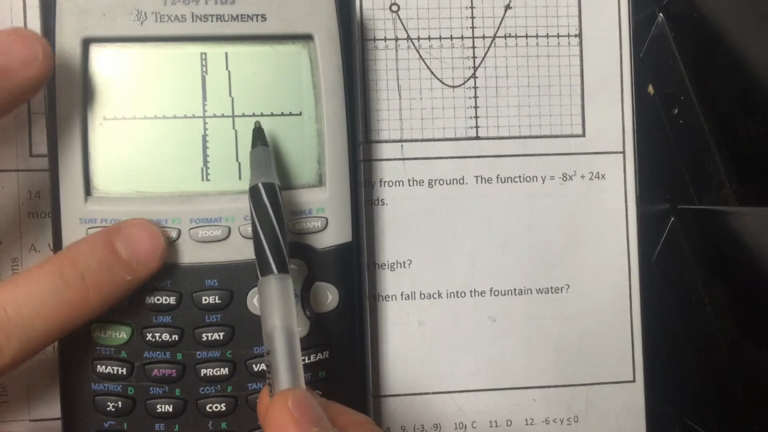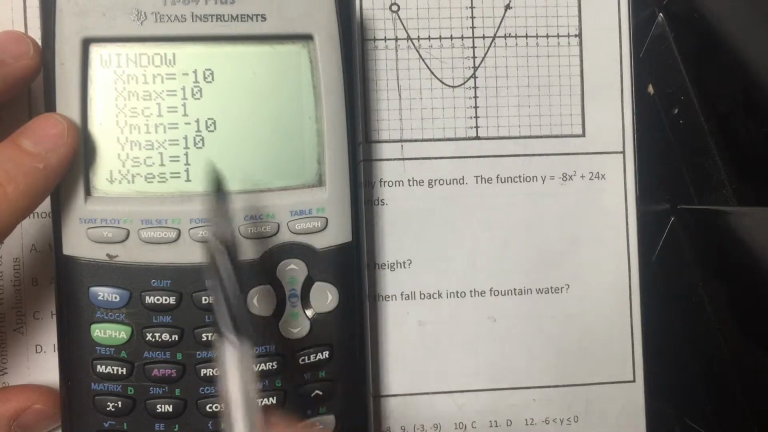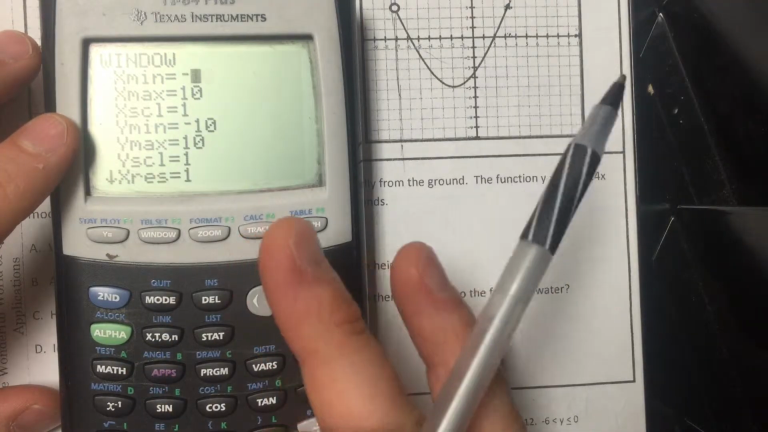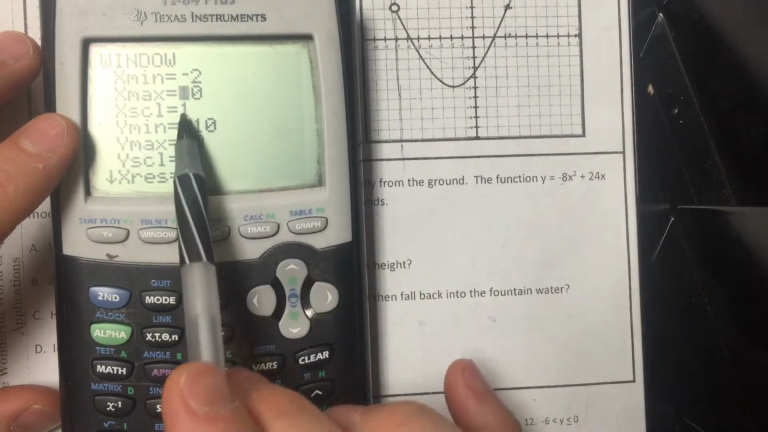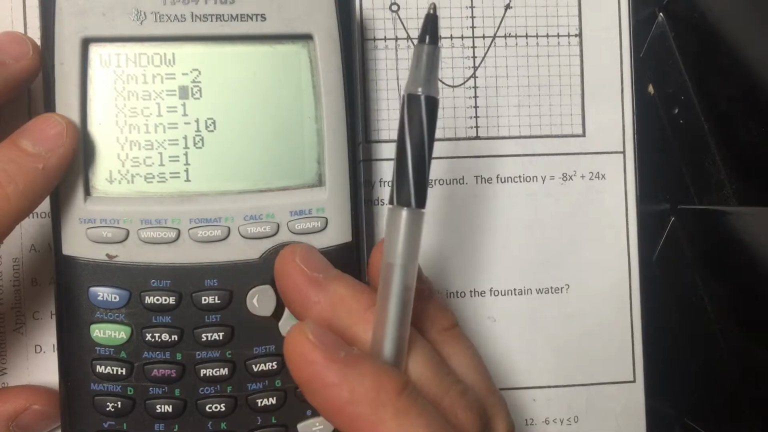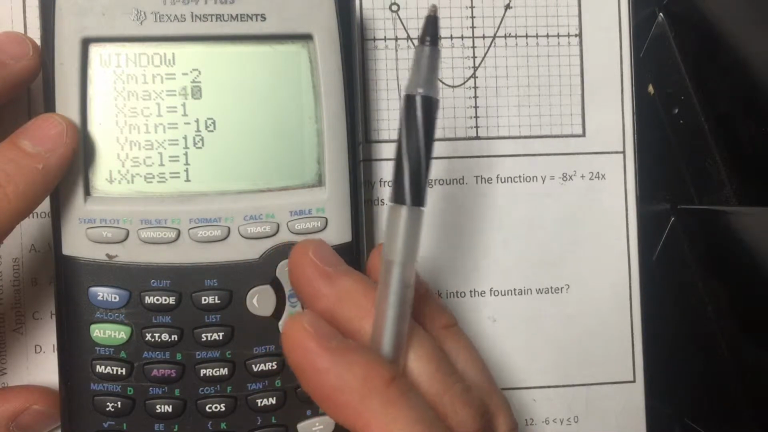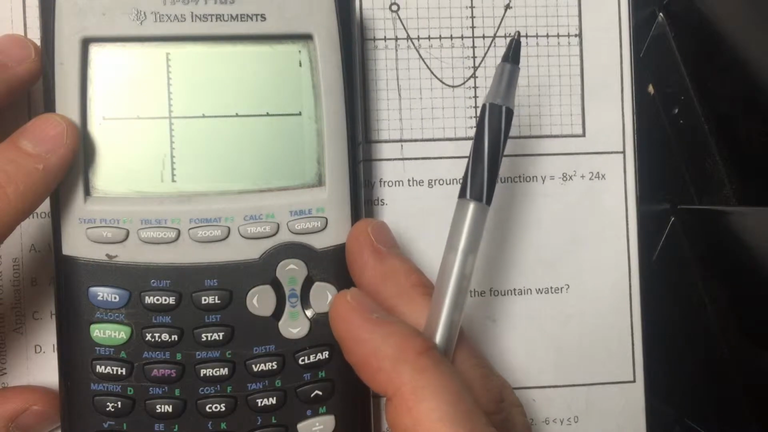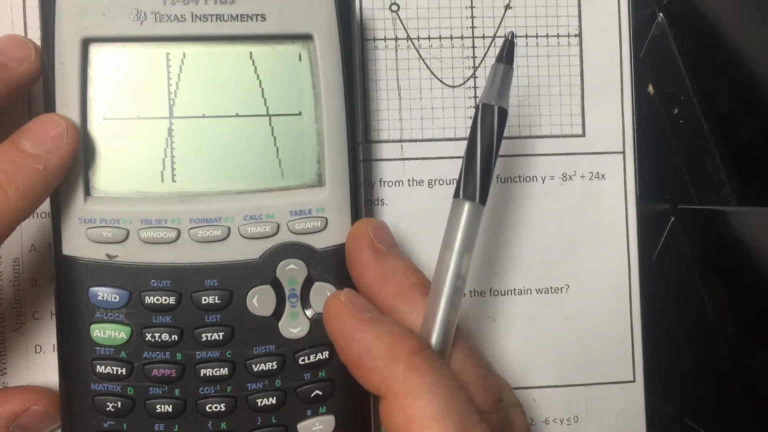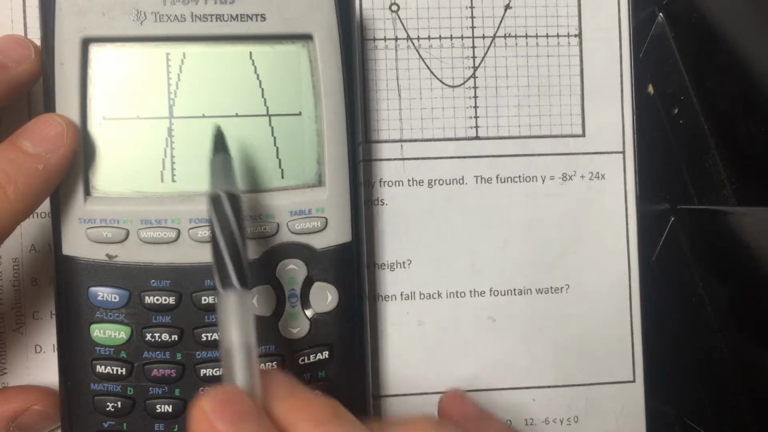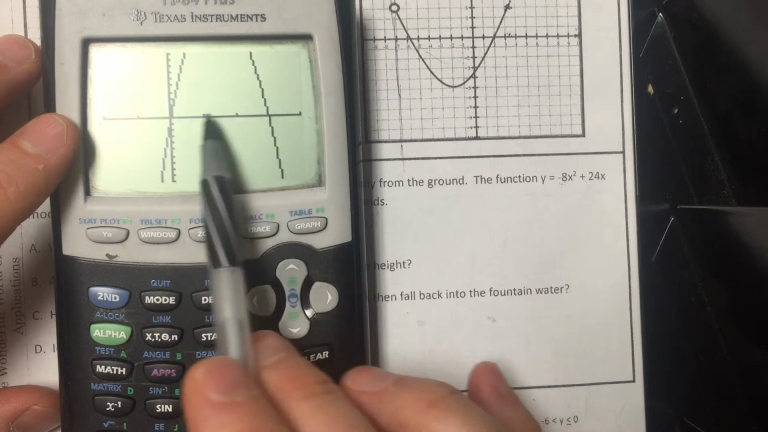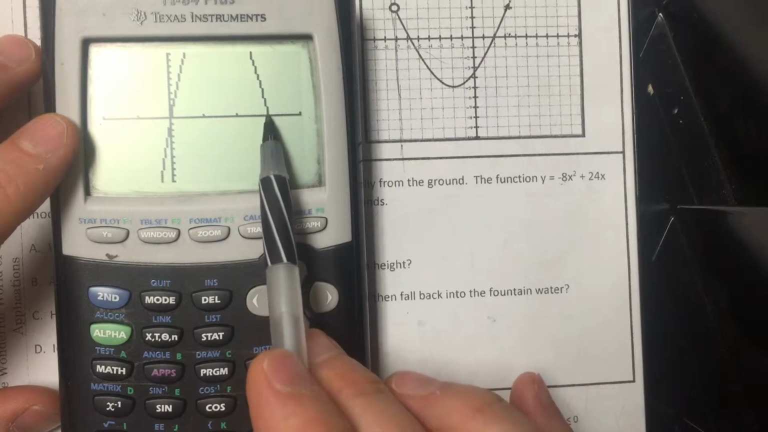So what I'm going to do is go to my window. I'm going to change my x minimum to negative 2, my x max to maybe positive 4 or 5. Let's do 4 for now. Okay, now I'm going to take a look at it. That's a whole lot better. In fact, I can eyeball my roots if I need to find the roots. That looks like it's right at 3, right?